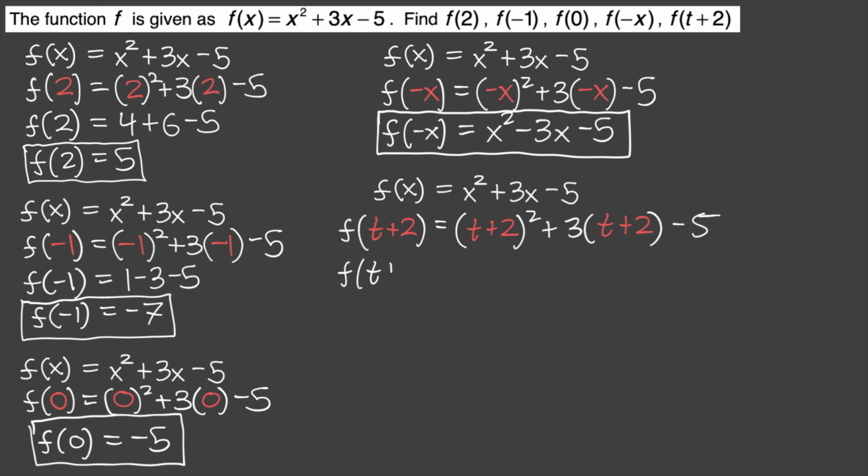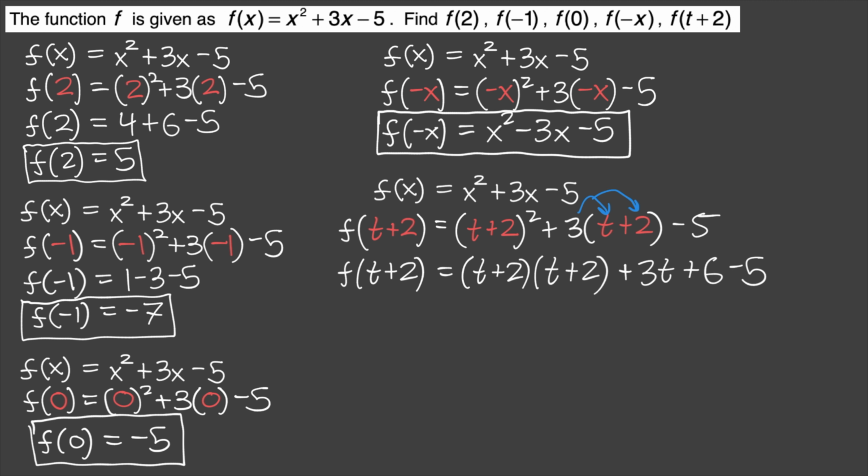So f of t plus 2 equals t plus 2 times t plus 2. And then here we distribute the 3 into the t plus 2 here. So this becomes 3t plus 6. So plus 3t plus 6, and then bring down the minus 5 here. All right, so now we FOIL this guy out. So the t here we're going to distribute to both these guys here. And then we have f of t plus 2.